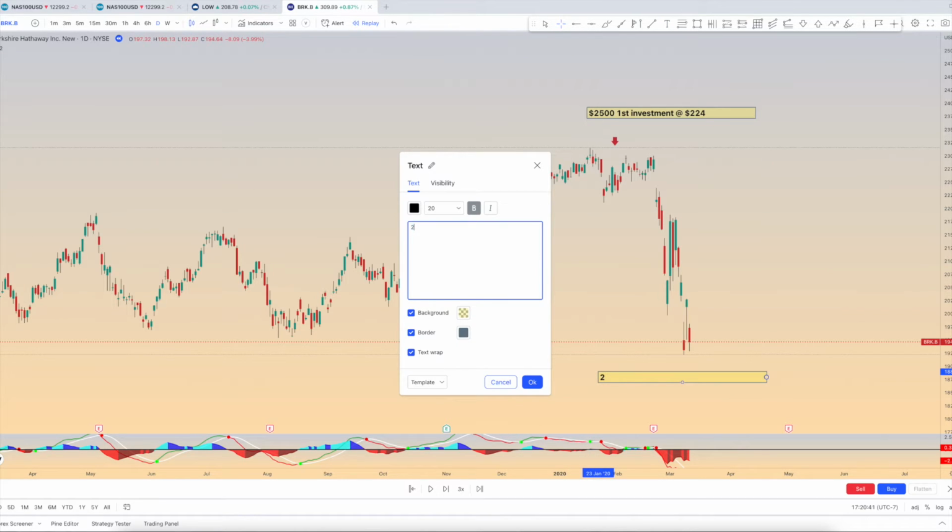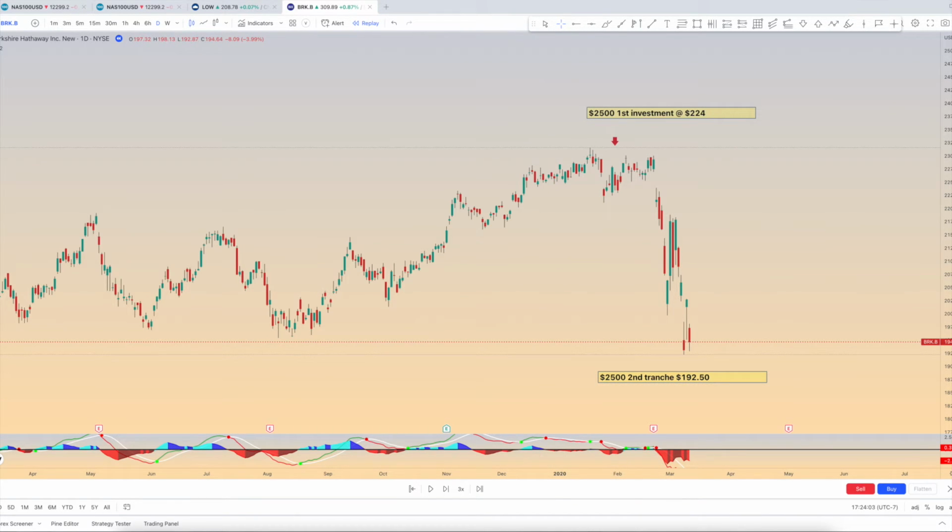Okay, at second 2,500, second tranche, what did I say, 194, right? Approximately 192, let's say, 192.50. Okay, all right, so now when we added our second tranche, right here at 192, when it was approximately down 14 and change, okay, we've averaged down our total investment to $208.25.